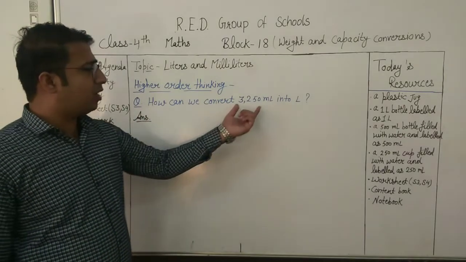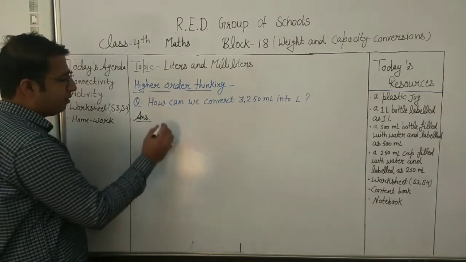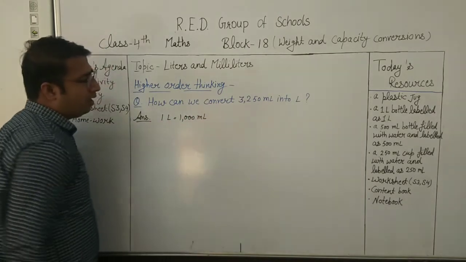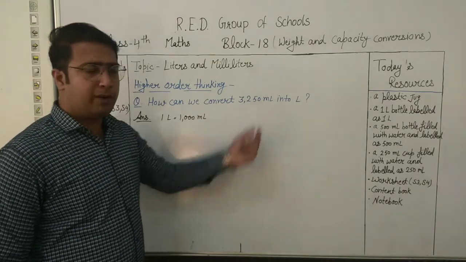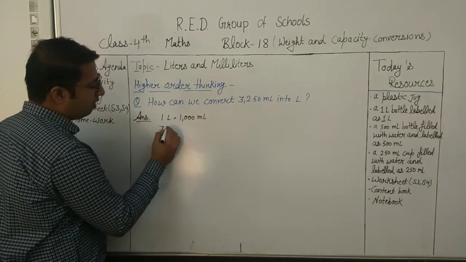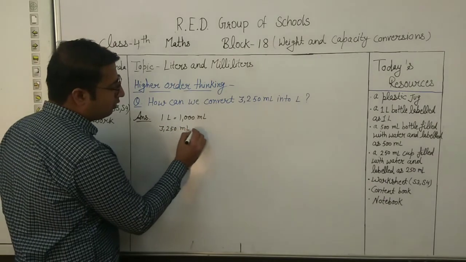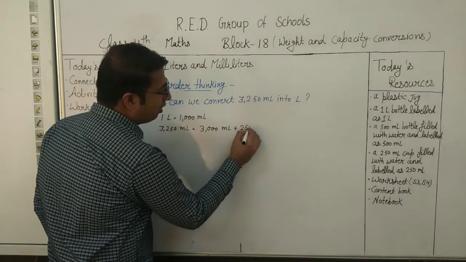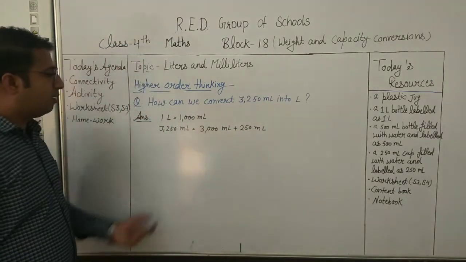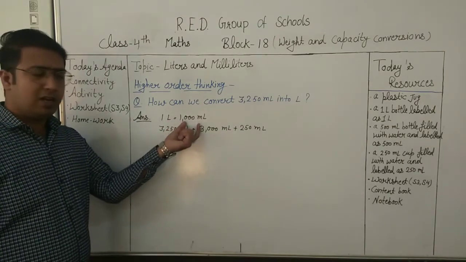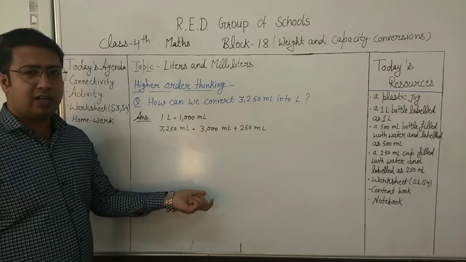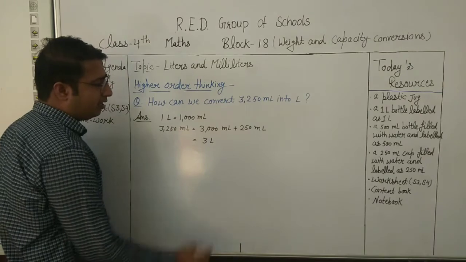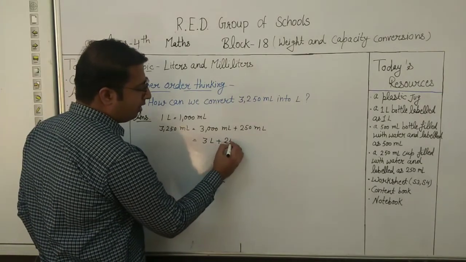As it is here, 3250 milliliter, but we know the relationship that 1 liter is equal to 1000 milliliter. So we can write 3250 milliliter is equal to 3000 plus 250 milliliter. As we know, 1 liter is equal to 1000 milliliter, so 3000 milliliter we can write as 3 liter. So we get 3 liter plus 250 milliliter.